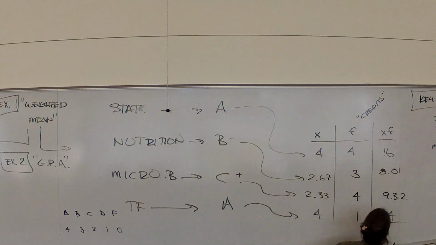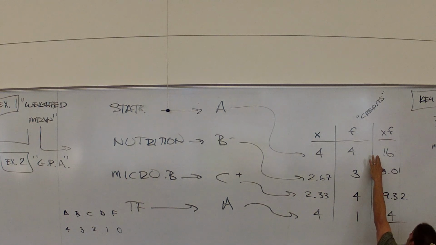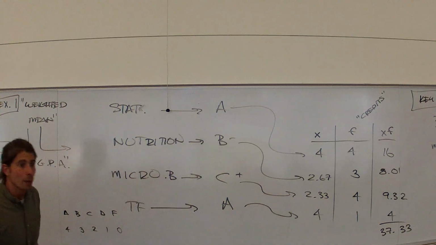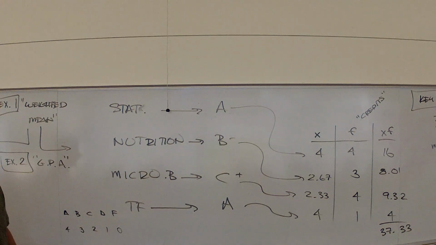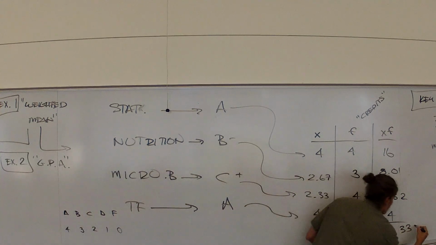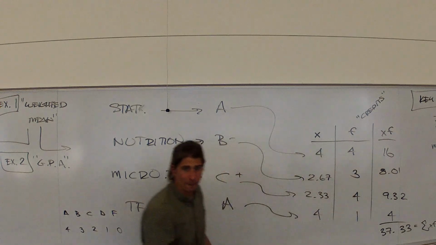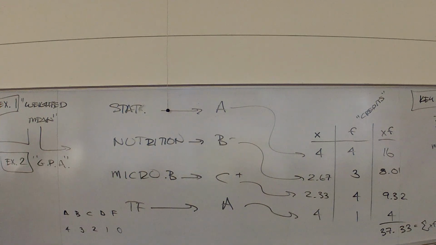So let's add them up. We get 24.33, 37.33. Did I do that right? I concur. So our GPA is going to be that divided by 4, right? Divided by 12? Divided by 4, right? Because there's 4 numbers added together, right?